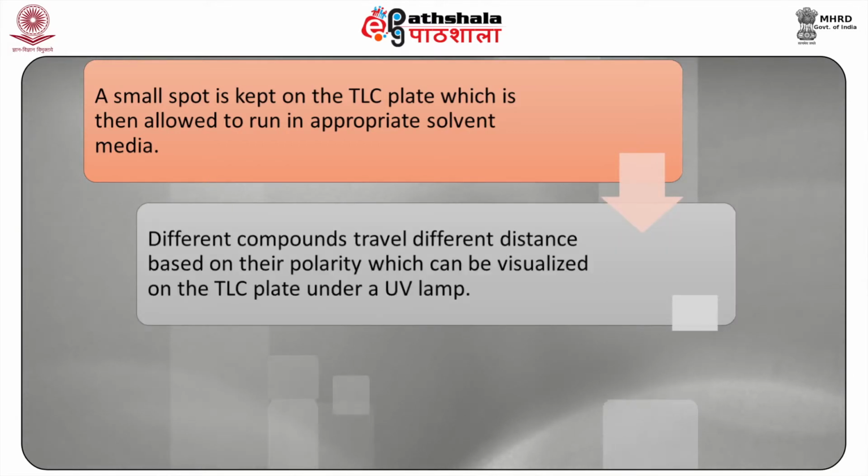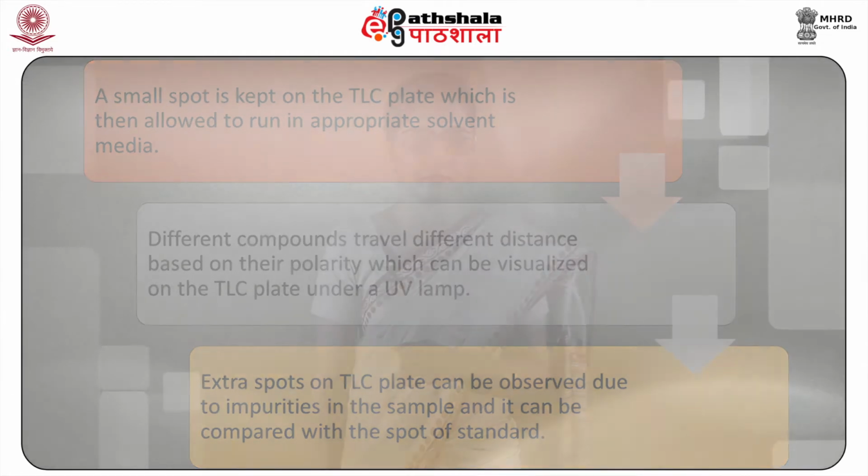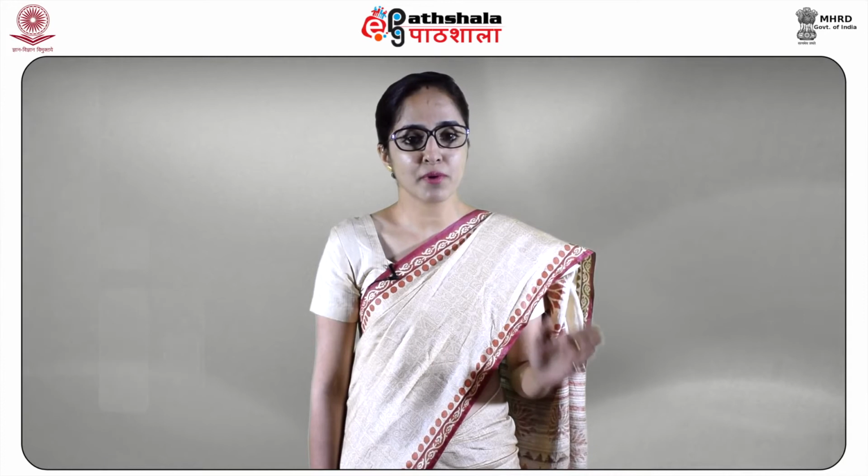Now, different compounds travel different distances based on their polarity, which can be visualized on the TLC plate under a UV lamp, depending on which chromophore absorbs in the UV region. Now, extra spots on the TLC plate can be observed due to the impurities in the sample, and it can be compared with the spot of the standard sample. Now you can realize how important UV spectroscopy becomes in the determination of a particular organic compound.